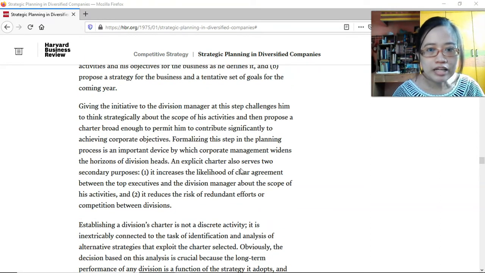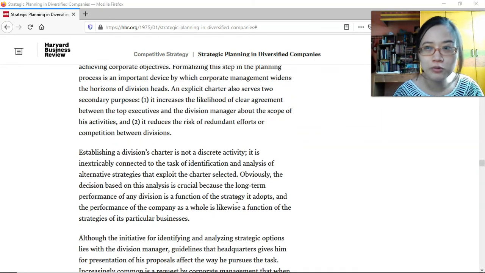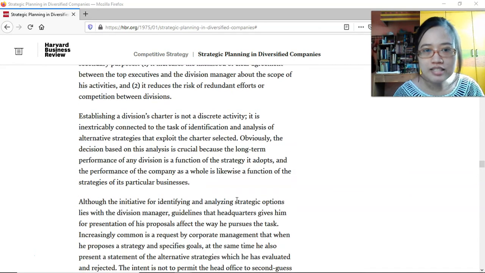Etong isa dito, paggagawa naman daw ng charter. Large corporations, sometimes they do need this para klaro, naka-black and white kung ano talaga yung process ng pagdadaanan for the approval ng mga programs and the budgets. Okay, it increases the likelihood of clear agreement between the top executives and the division manager about the scope of his activities, and then it reduces the risk of redundant efforts or competition between divisions. Ayan. So para klaro, yung walang vague, walang assumptions, kasi nakastate talaga siya mismo dun sa charter or guidelines.